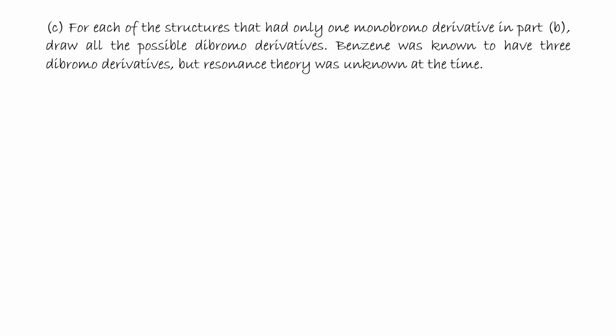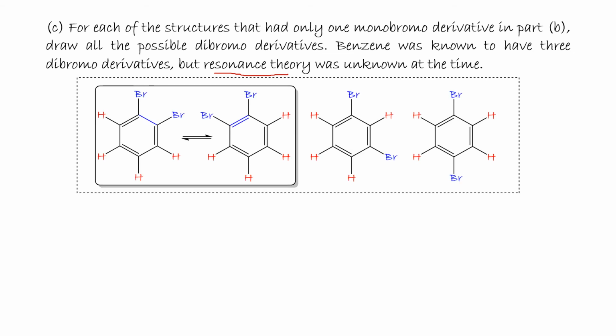For each of the structures that had only one monobromo derivative in part B, draw all the possible dibromo derivatives. Benzene was known to have 3 dibromo derivatives, but resonance theory was unknown at the time. For the Kekulé structure, as we can see here, we have 2 bromo ortho, and they are on single bond. Here they are on double bond, meta and para.